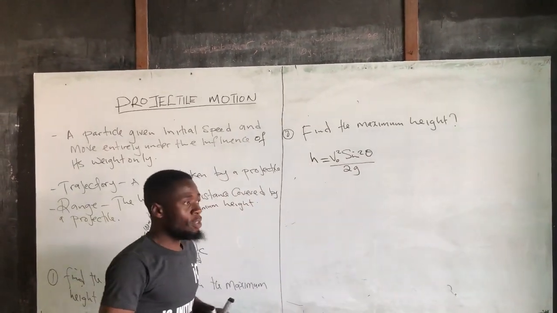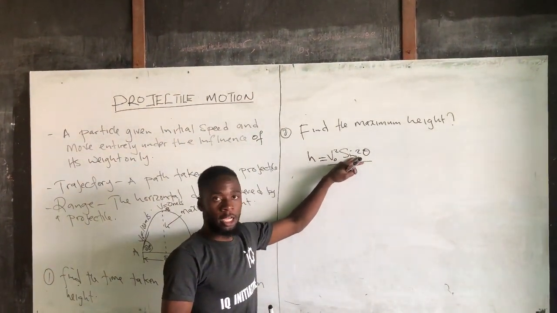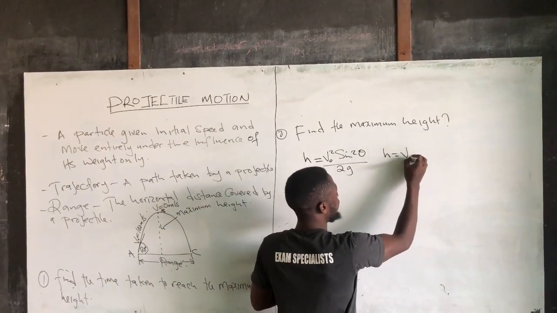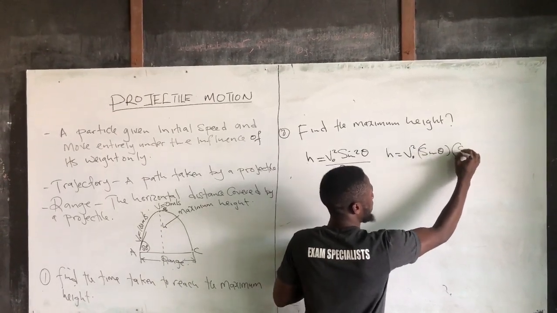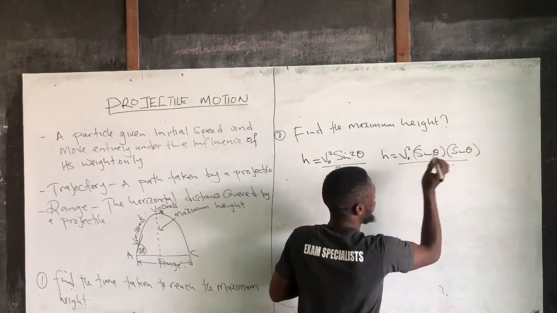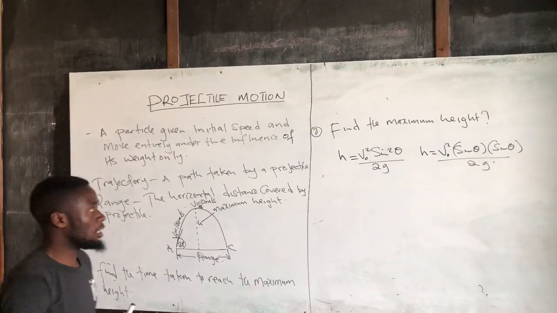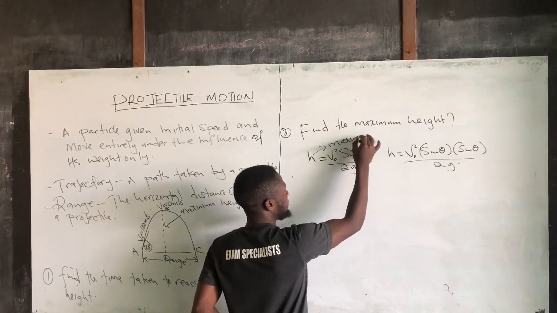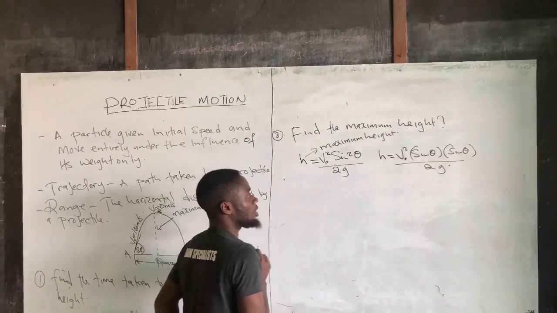So here, just because you can't punch sine squared directly on a calculator, this formula will be simplified in this way. Say h equals v initial squared sine theta multiplied by sine theta over 2g. So from this given information here, let's find the maximum height. So this is the maximum height, h meaning the maximum height.